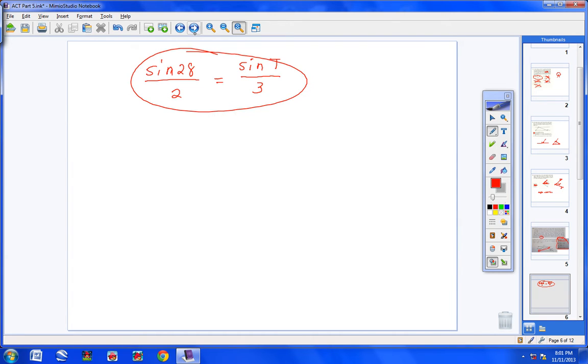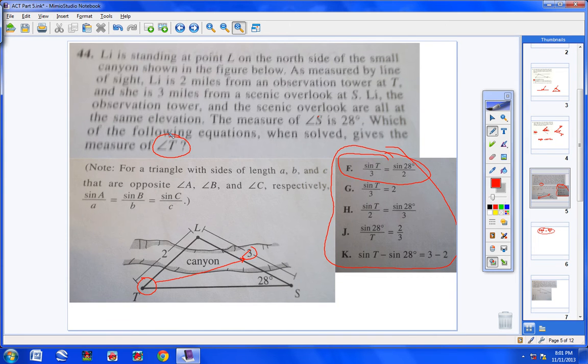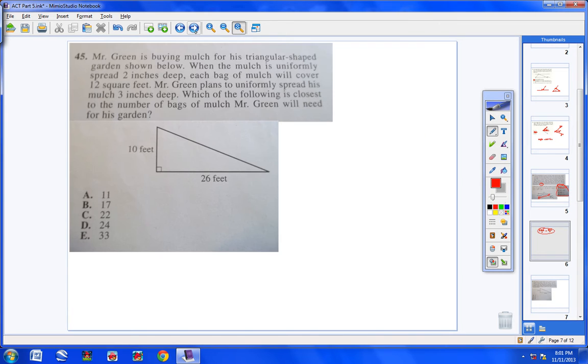Okay. All right, number 45. So what are they testing you on previously there? They're testing your remembrance, how well you remember the law of sines, how to set it up, and how to use it. Okay. All right, number 45.